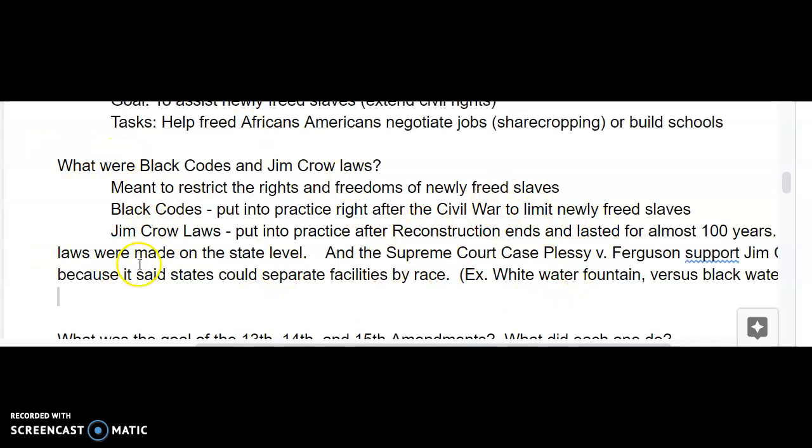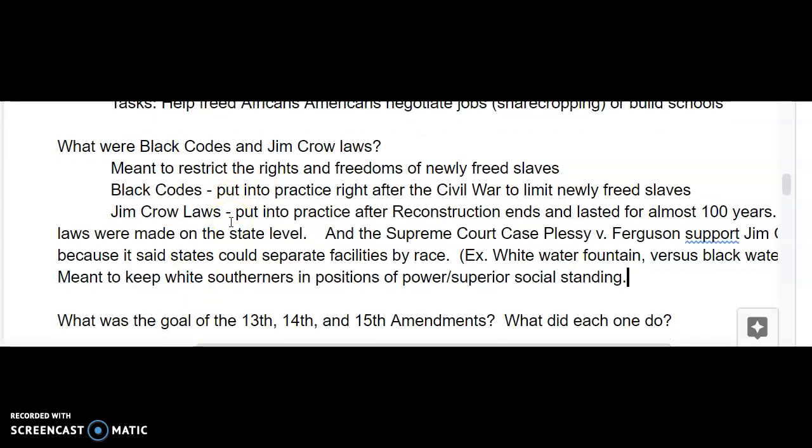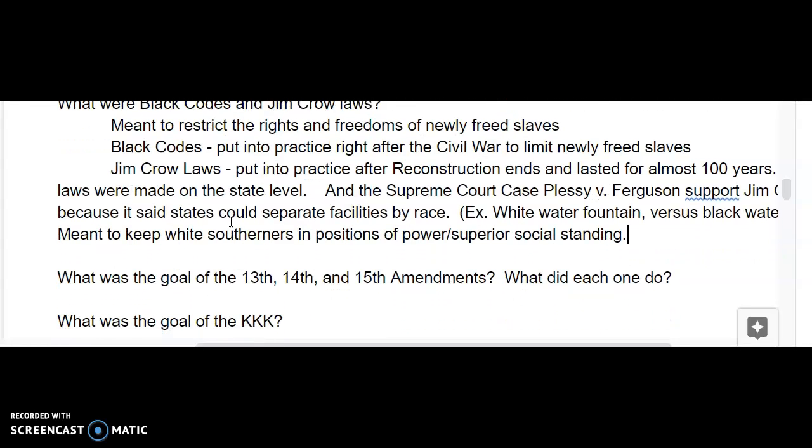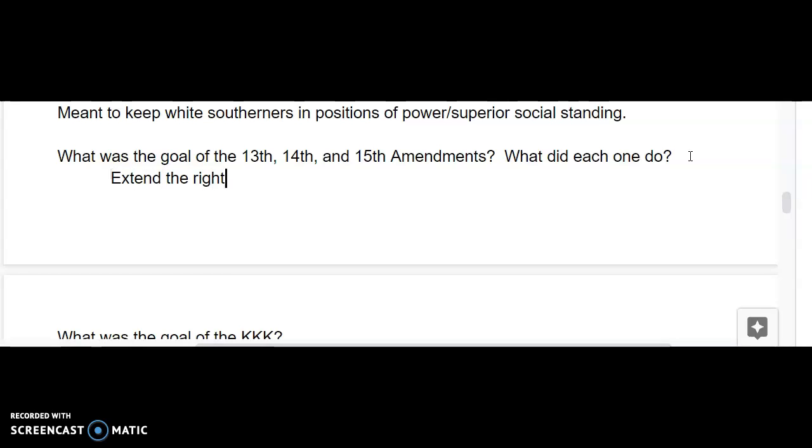Jim Crow laws, again, they're meant to restrict the rights of African Americans and meant to keep white Southerners in positions of power or superior social standing. So really kind of making African Americans second-class citizens. All right, so we just have a few more here. What were the goals of the 13th, 14th, and 15th Amendment? Generally, to extend civil rights to newly freed slaves, protected in the Constitution.